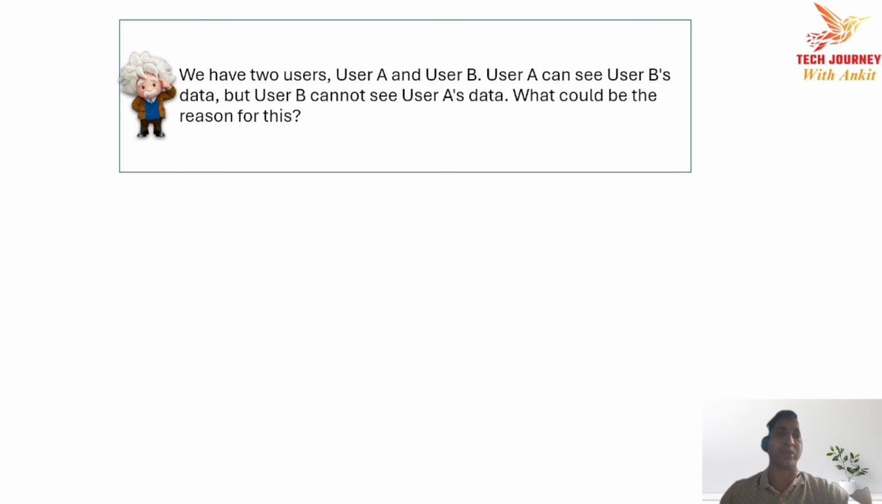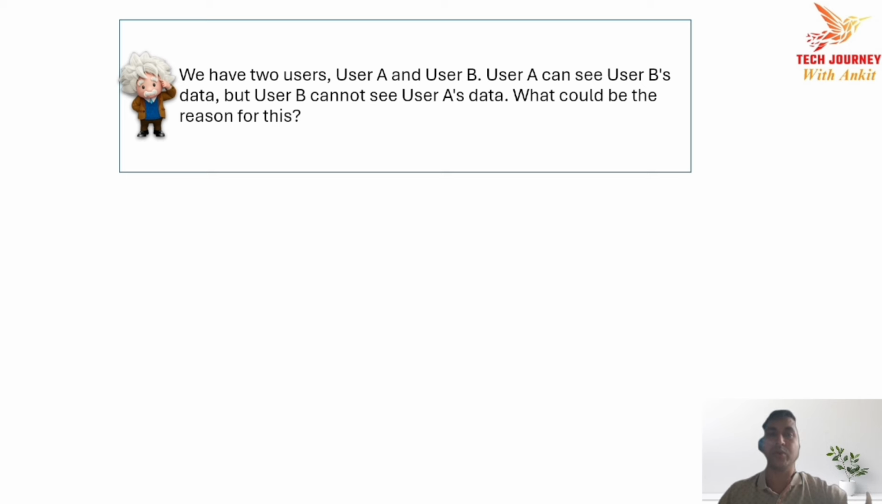Let's move to the next question now. So we do have the 2 users, let's say user A and user B. User A can see user B's data, but user B cannot see user A's data. What could be the reason for this?